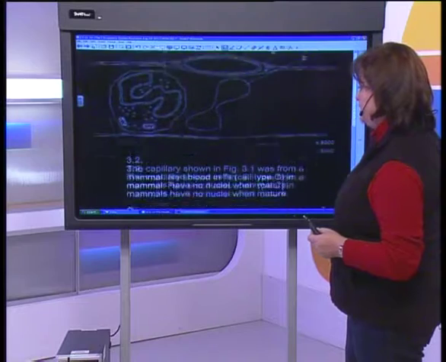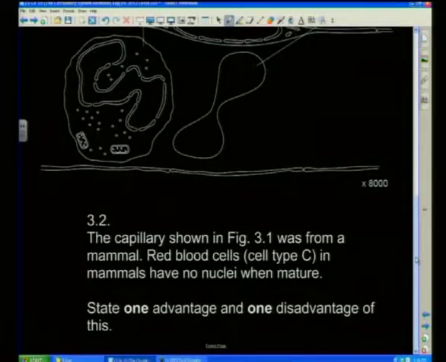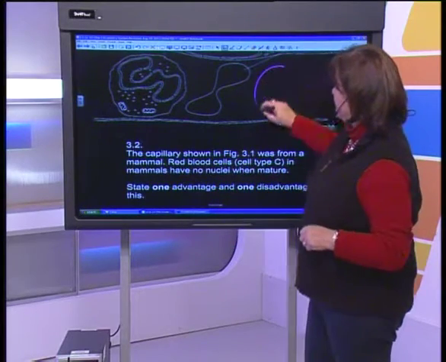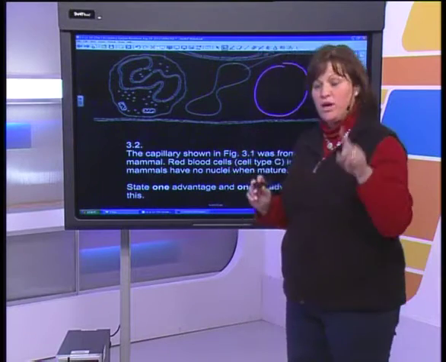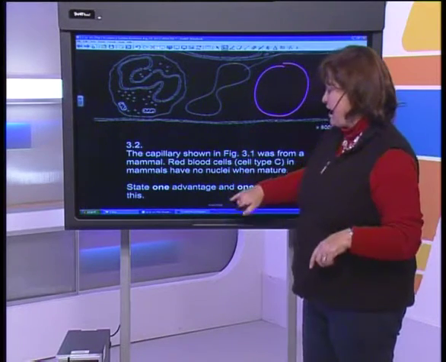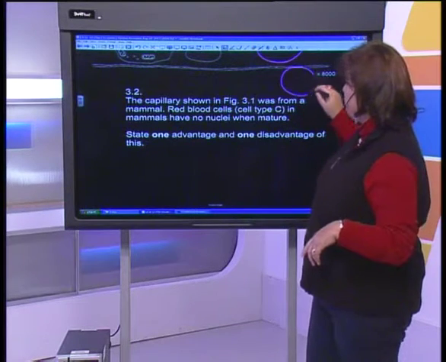Let's carry on to the next question. Again, it's the same. It says the capillary shown in figure 3 was from a mammal. Red blood cells in mammals have no nuclei. State one advantage and one disadvantage of this. Here is our red blood cell, no nucleus whatsoever. What is the advantage? Think about what the red blood cell does.